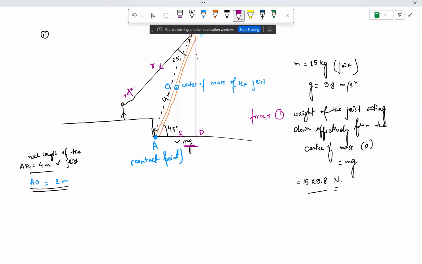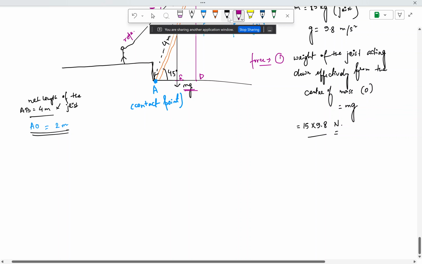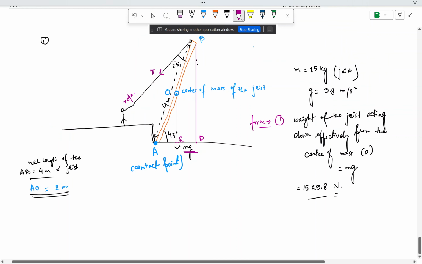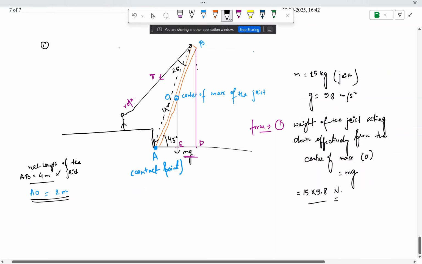Now force 2 we have already drawn. This is the tension on the rope. Now we can always divide this tension into two components, right? Because it is acting along the rope's length, it should have some horizontal and vertical components as well. So we can divide it into two components. For that it will be easier for us to get this angle. So what is this angle?